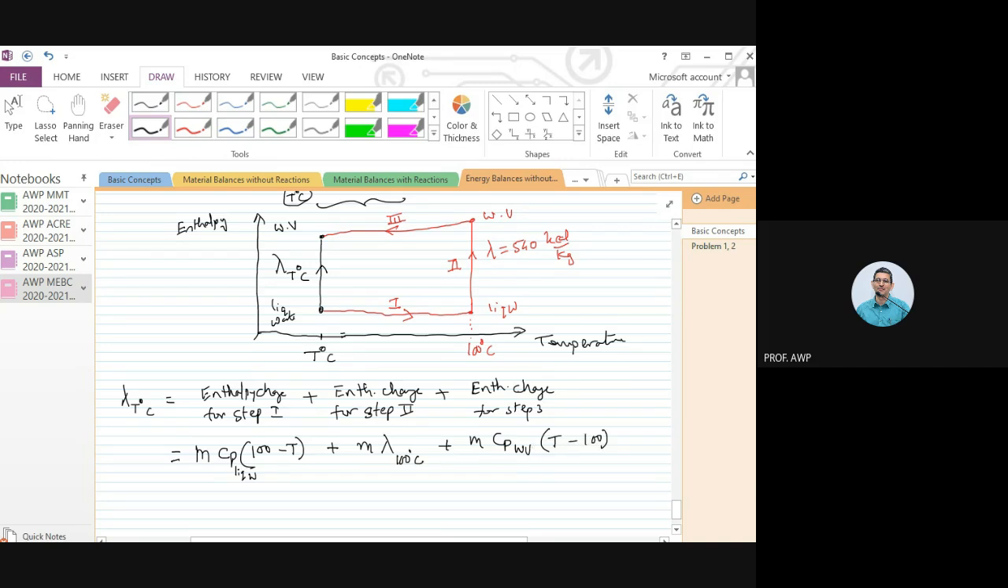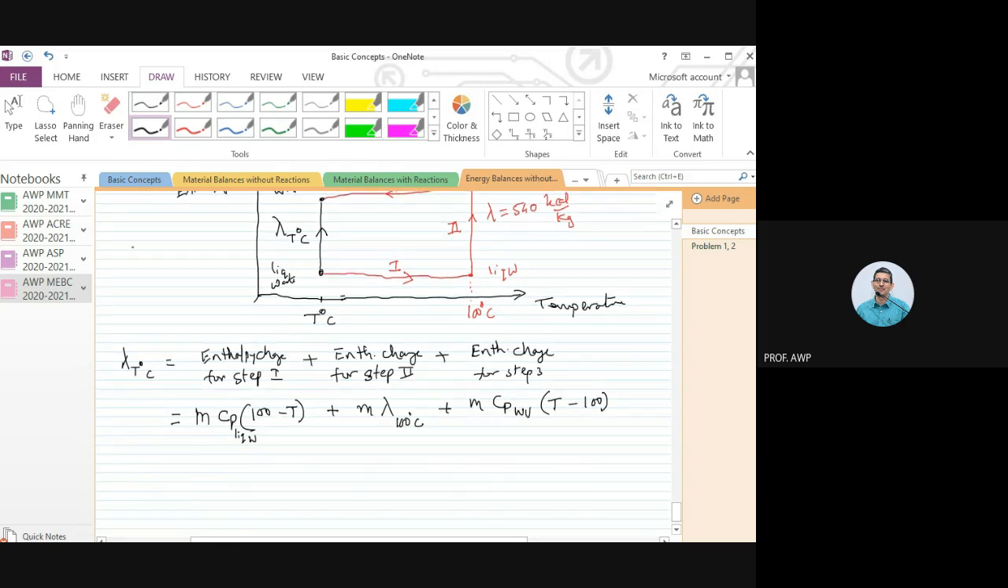So T minus 100 if you want. And because we want to find latent heat, we have to take mass as 1 kg, because latent heat we are representing in terms of per unit mass. So Cp of liquid water is 1 kilocalories per kg into 100 minus T, plus 540, plus Cp of water vapor is 0.45 kilocalories per kg into T minus 100, or we can take the minus sign out and make it 100 minus T, right?